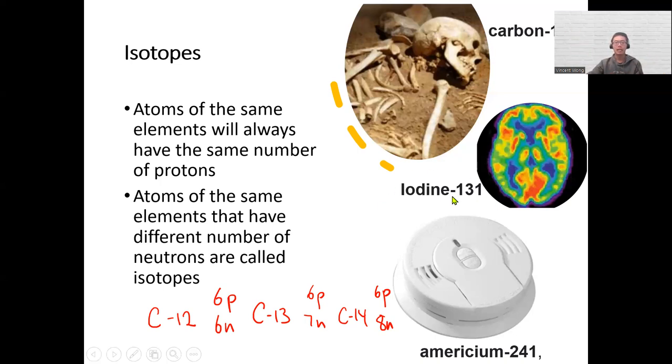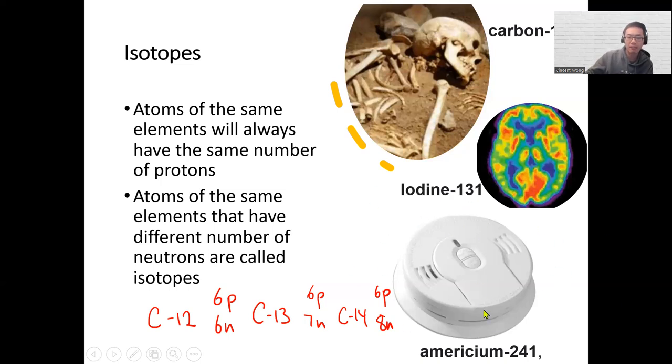Okay. Iodine 131, that is radioactive iodine. People who have thyroid cancer would be administered radioactive iodine. The iodine would go directly to the thyroid because that's the only place your body uses it. And then it will break down in the thyroid. As it breaks down, it gives off radiation. The radiation will kill the cancer cells in the thyroid.